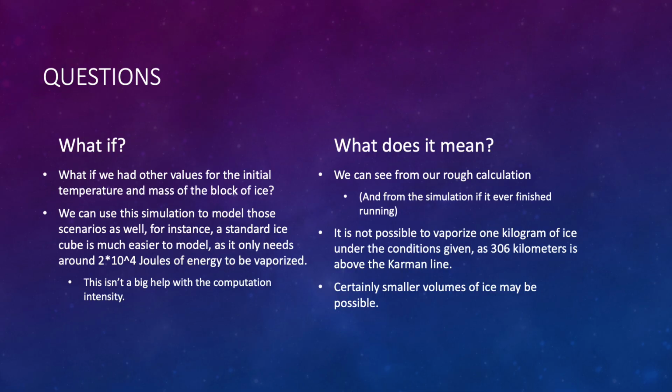it's certainly not possible to vaporize a kilogram of ice under the conditions given. 306 kilometers is far above the Kármán line, which we may use to denote the Earth's atmosphere. And arguably, we can just conclude, 306 is triple the Kármán line's height. It is not possible to do that while falling through the Earth's atmosphere. Certainly, it may be possible for smaller volumes of ice.